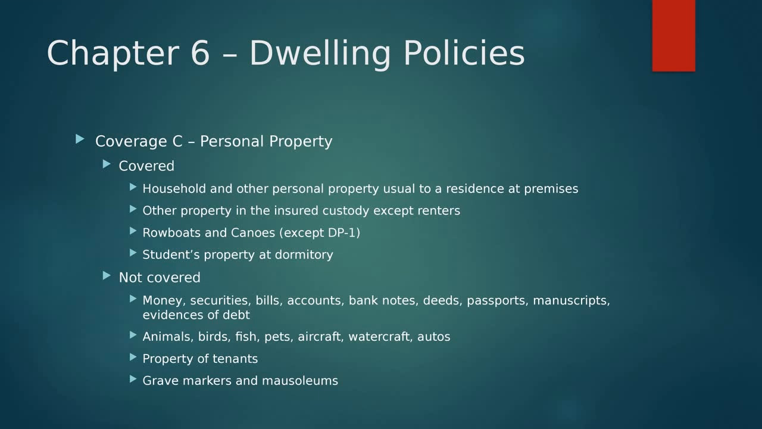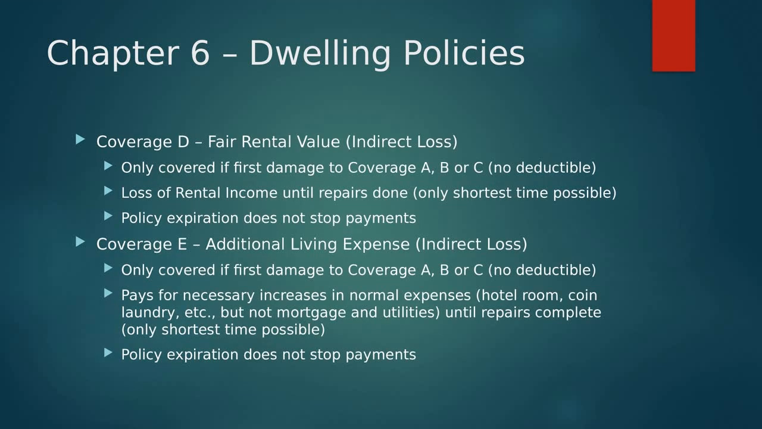Coverage D kicks in if you are in a situation where you're renting out the property and you're no longer able to rent out the property due to a loss of coverage A, B, or C from a covered loss. There would be no separate deductible since you suffered a deductible under coverage A, B, or C. This will pay for the loss of that rental income until the repairs are done, but only for the shortest amount of time possible so that you do not lengthen this out due to a poor rental market.